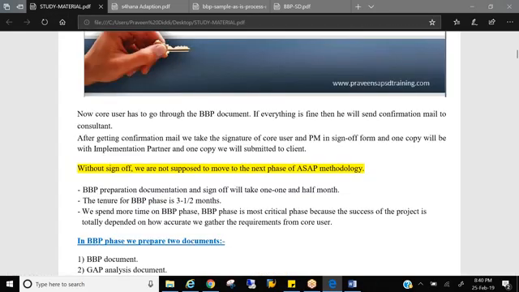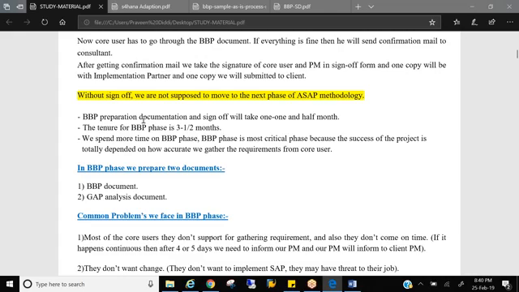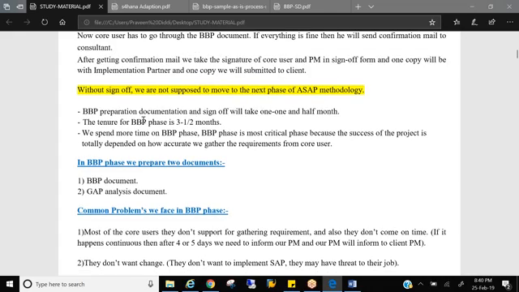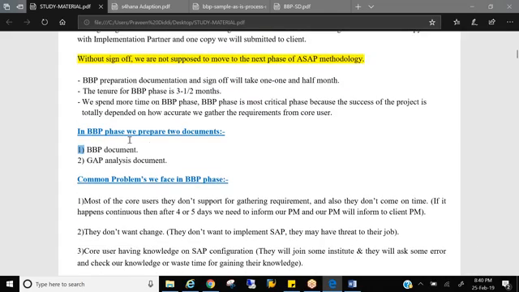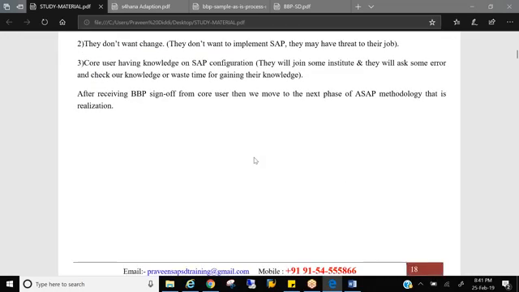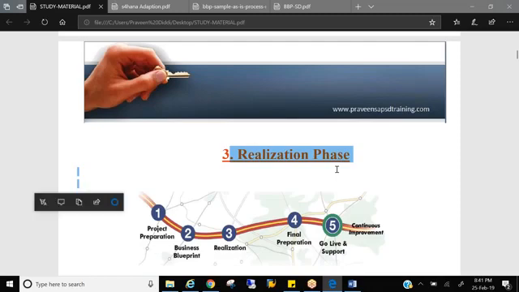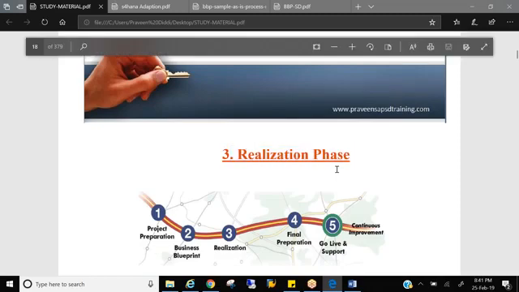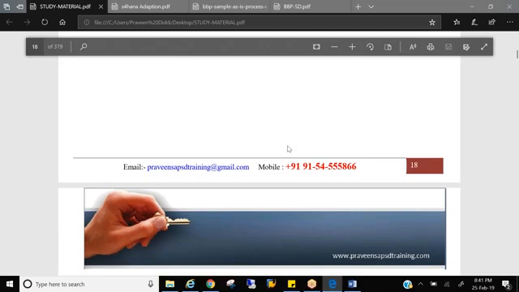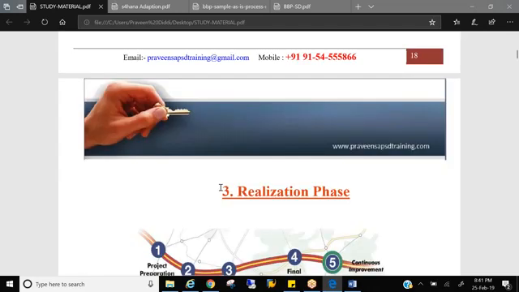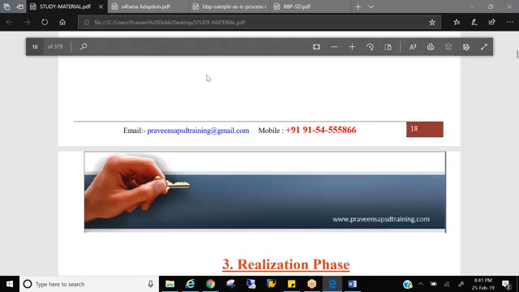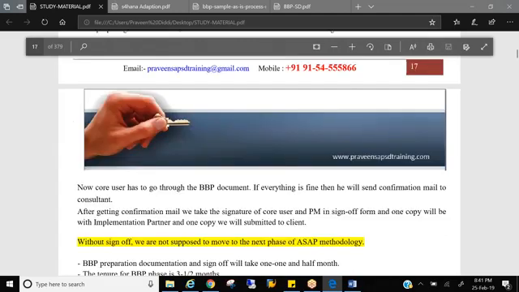So this whole BBP process takes a minimum of 3 to 6 months, depending upon the project tenure, what kind of project you're working on, and what documents we prepare. In the BBP phase, you prepare the BBP document and the gap analysis document. These two documents you'll be preparing. Once you're done with the BBP phase, you go to the next phase called the realization phase. Today we will discuss only up to BBP. Tomorrow we'll continue with realization, final preparation, and go live, because I want to do it in one session.